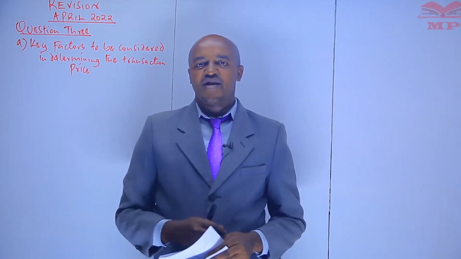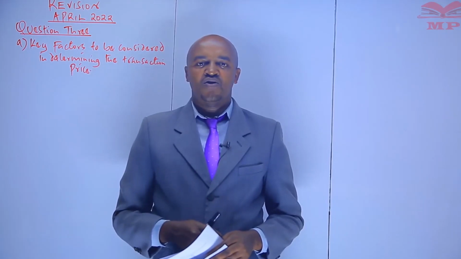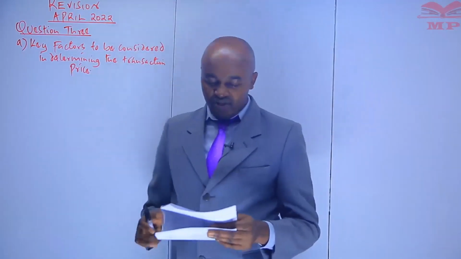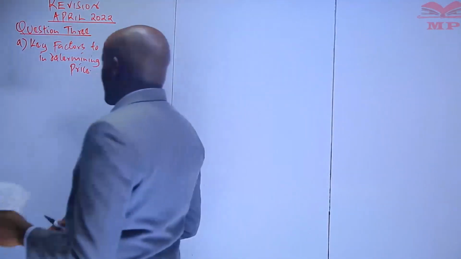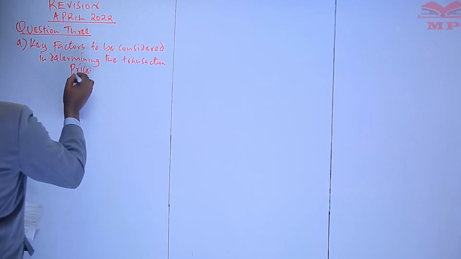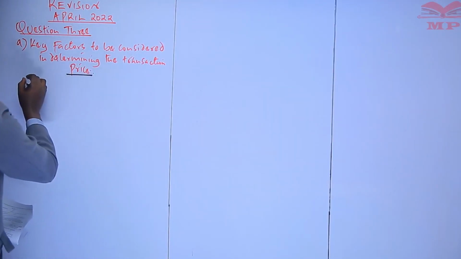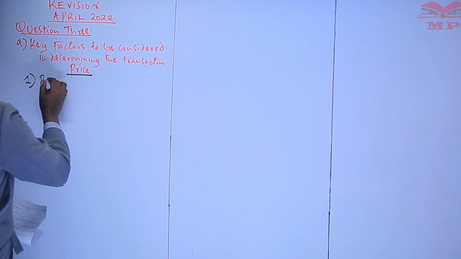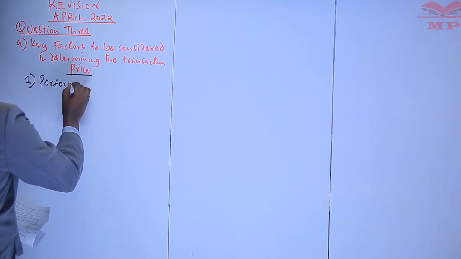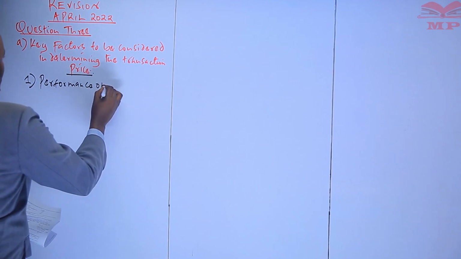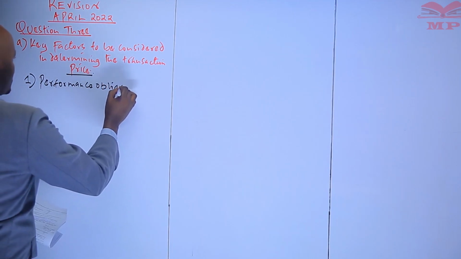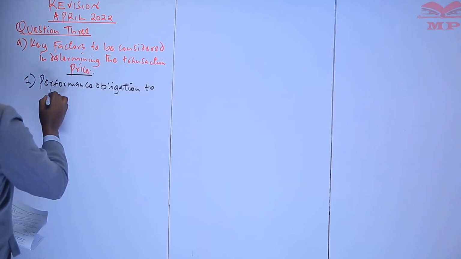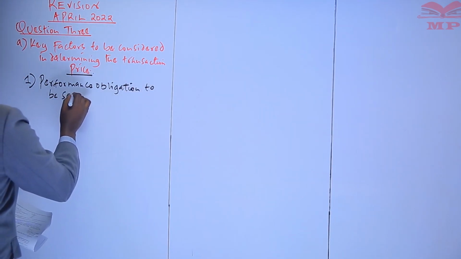Now, which are some of the factors which are supposed to be considered in determining this transaction price which is now to be paid? So we have a number of factors which are supposed to be considered, and one of them is what we refer to as the performance obligation to be satisfied.